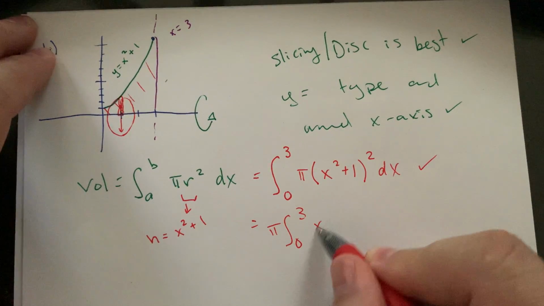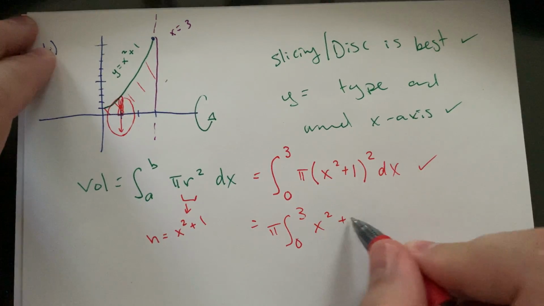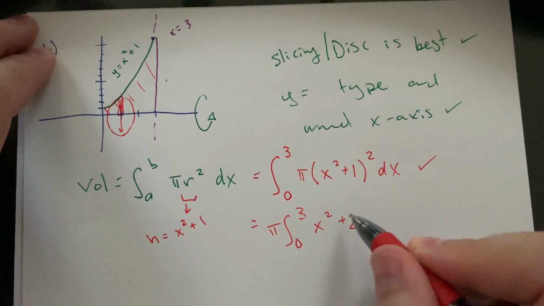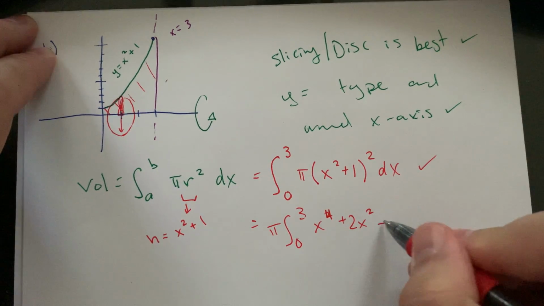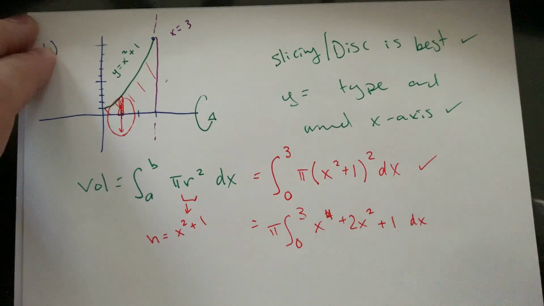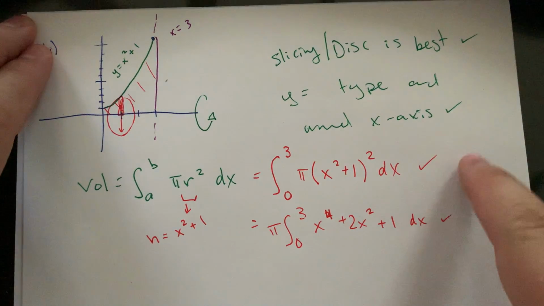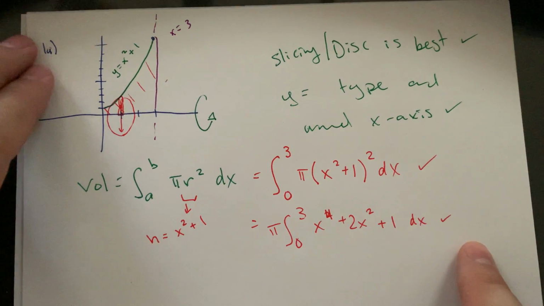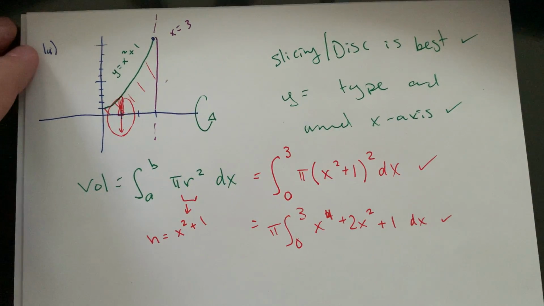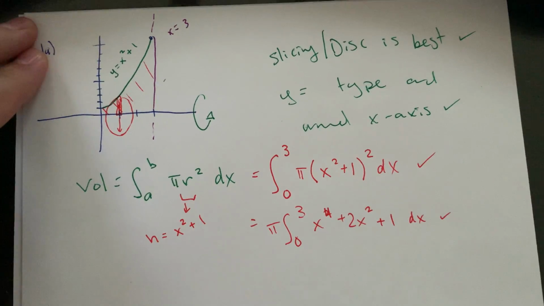0 to 3, right? X squared plus, FOIL this out, plus, or no, this would be what? X to the 4 plus 2x squared plus 1 dx. Either of those is fine. I'm not super particular. This way you can see exactly where everything is coming from. This is the start of the steps that you would do to actually find the volume and do the full integral.